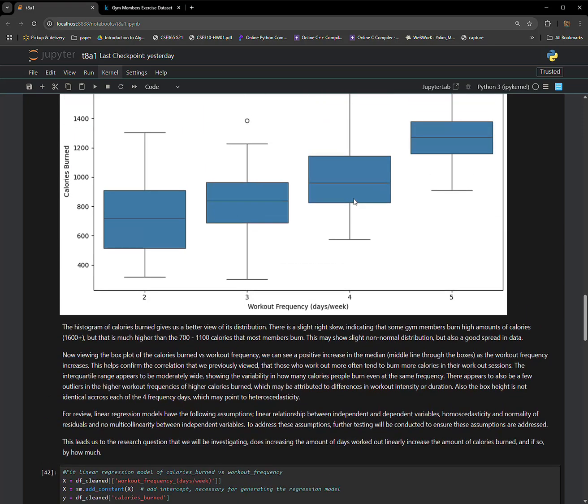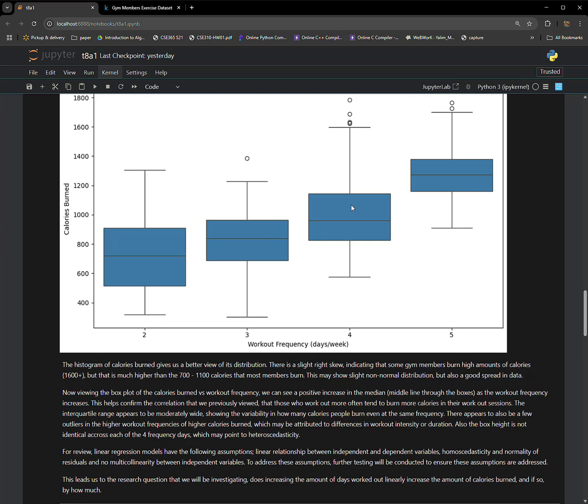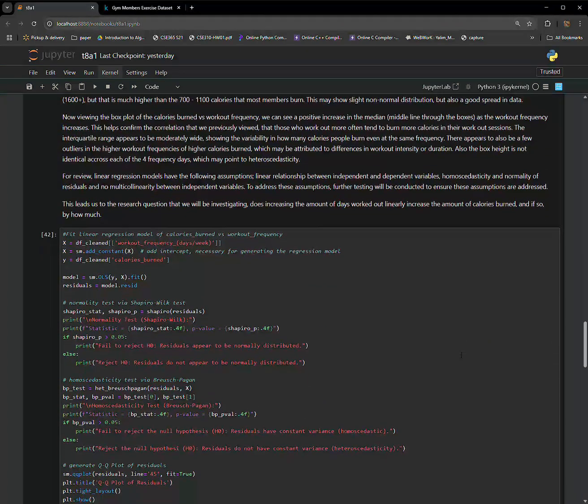In order to do this regression model, there are some assumptions, such as there has to be a linear relationship between the independent and dependent variables. In our case, the workout frequency is the independent variable, and our calories burned is the dependent variable. And then there also should be homoscedasticity and normality of the residuals, and no multicollinearity between the independent variables. We only have one independent variable, so you don't have to worry about the multicollinearity. However, we do need to look at the homoscedasticity and normality of the residuals, which is what the next step was.